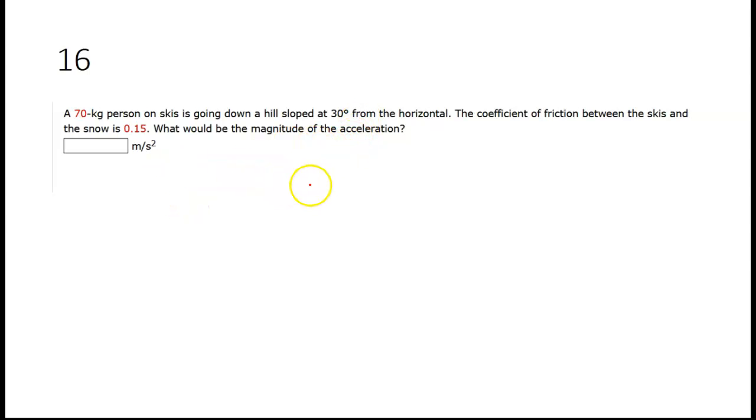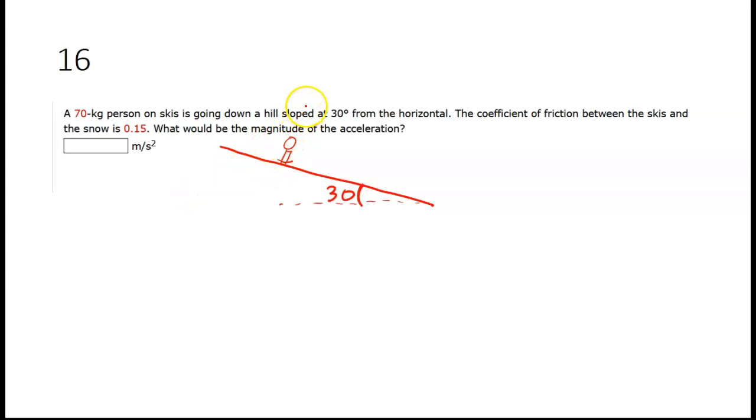So here we have an inclined ramp type problem. Typically, ramps are always described with the angle that the plane of the surface makes with the horizontal direction. So labeling that angle is fairly important. We have our skier, and we want to know what their acceleration is going to be.